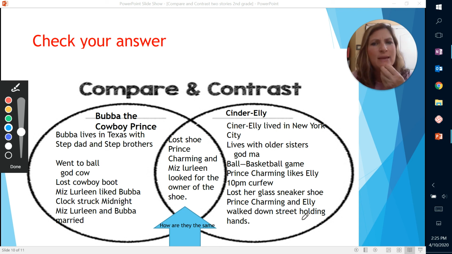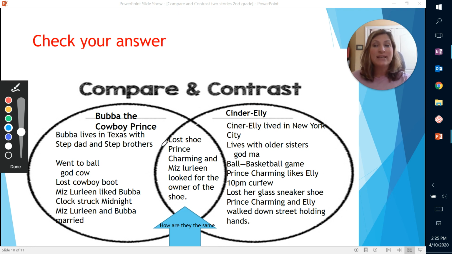Now you're thinking, Miss Proctor, I'm not real sure if I got the compare part right, but that's okay. Let's look at the list. They both lost their shoe. Both Prince Charming and Miss Laureline looked for the owner of the shoe, so that's how that's the same.